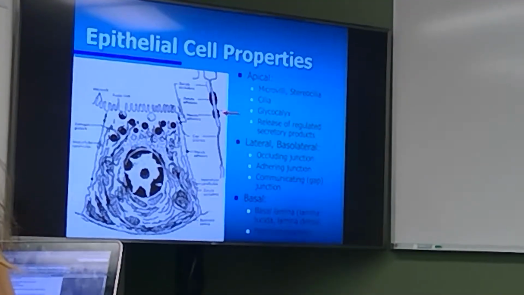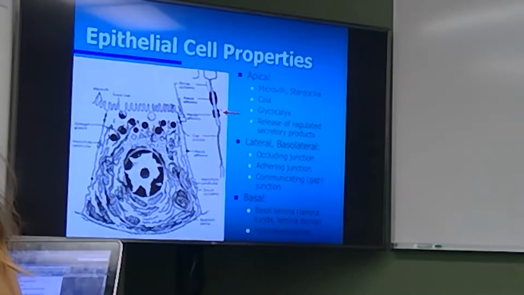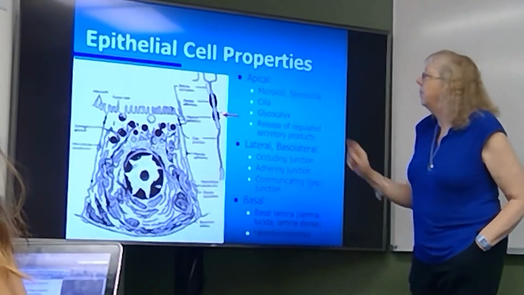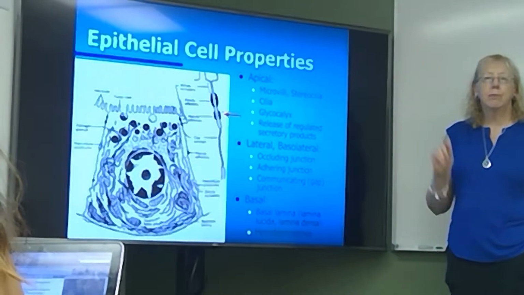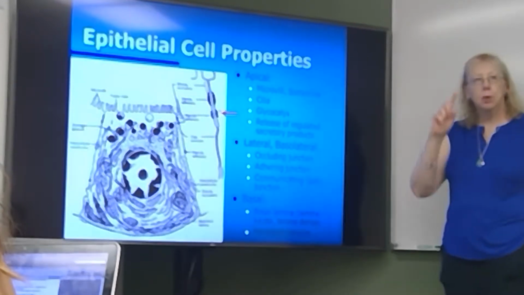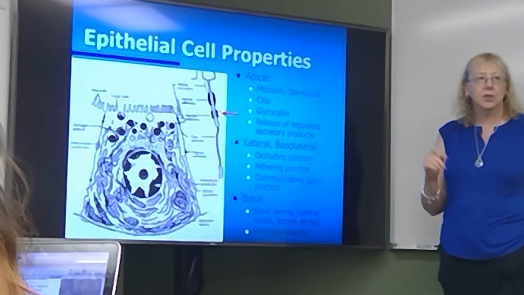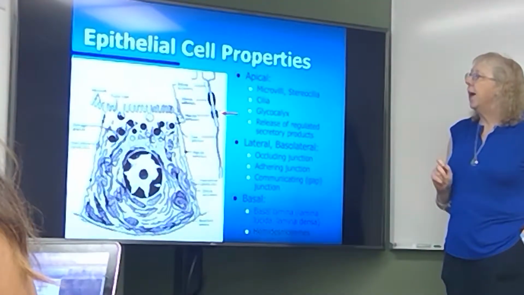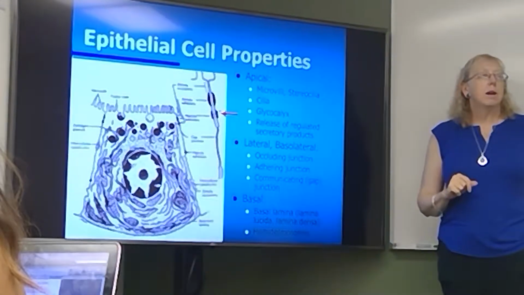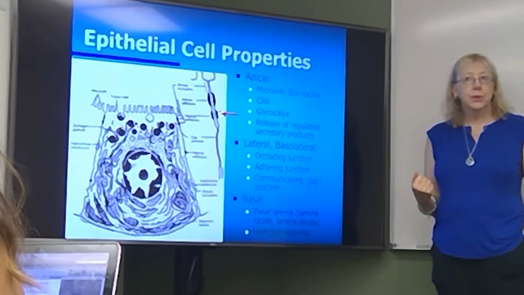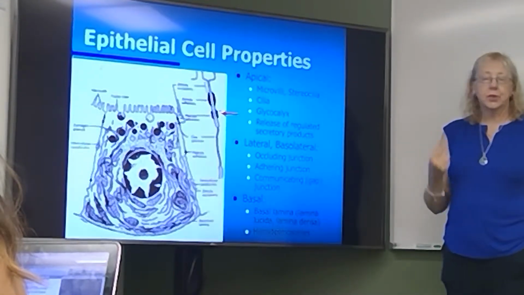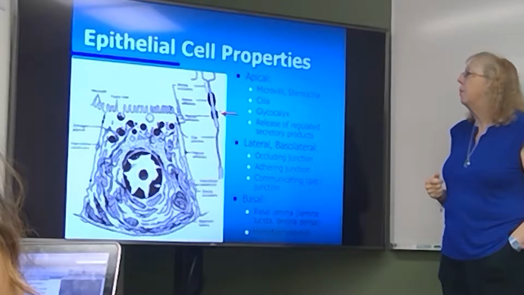So, these epithelial cell properties are important to remember. On the free surface of the cell, this apical surface, you may have microvilli, which are little waves that form along the surface. They're supported by filaments inside. And they increase the surface area of the cell, allowing for more absorption of molecules through that cell membrane, or excretion or secretion of compounds through it.